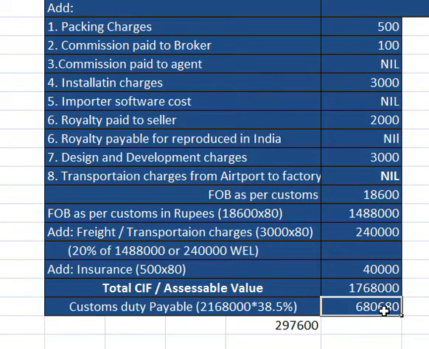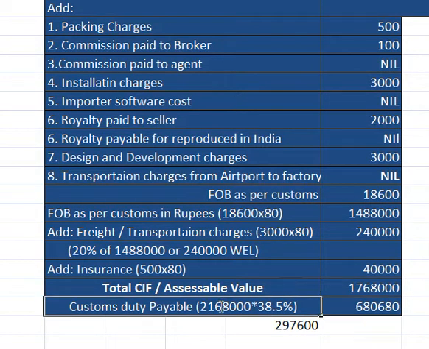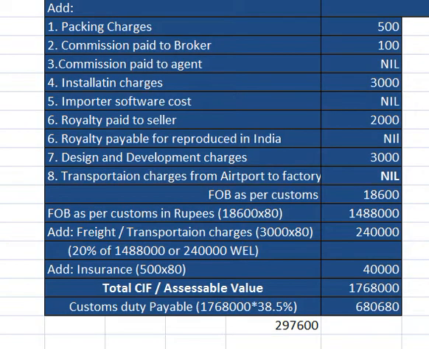On this 17 lakh 68,000, as per the rule I am saying, 17 lakh 68,000 into 38%. So how much does it come to? I will show 17 lakh 68,000 into 38.5%. Remember, it was different in the question. So the answer is how much? 6,80,680 is the answer. This is as per the 38.5% present rate, 35% plus 10% surcharge.